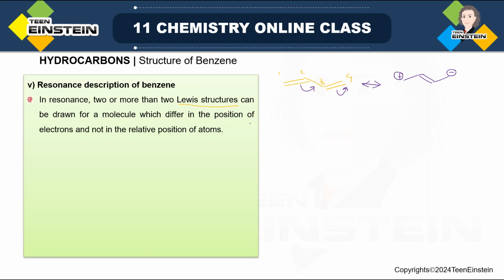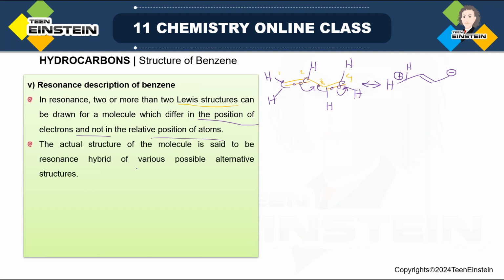So this is resonance. And in this resonance, try to see that only the electrons present in the pi bond are shifting their positions. But we have not changed the position of carbon, they are still there. We have not changed the position of hydrogen, there are still two hydrogens before and after. We are just changing the position of the electrons. So they differ in the position of electrons, not in the relative position of atoms. When we draw any resonance structure, this is the criterion.